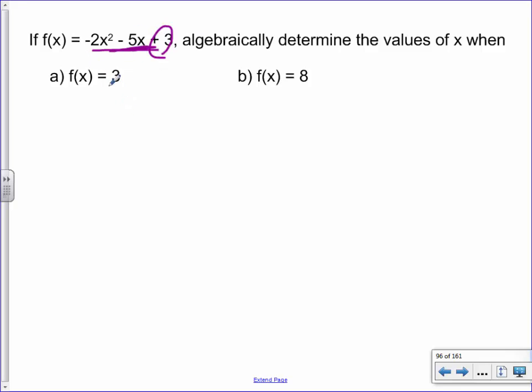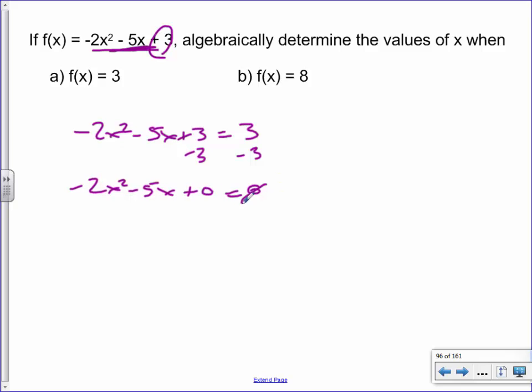Because what this right here means is take -2x squared minus 5x plus 3 and tell me where it equals 3. Well, if I want to solve this algebraically, I might subtract 3 from both sides. You'd get minus 2x squared minus 5x plus 0 equals 0. And I'm not going to solve this, but we would use the quadratic formula.